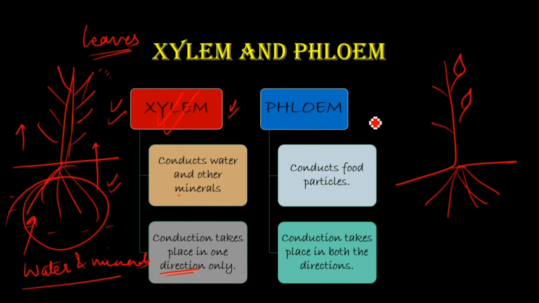Now, if we talk about the phloem, you know, in the leaves food is prepared, right? And that food has to go in all directions, that is, in the upward direction as well as in the downward direction. Why? Because roots also require energy to grow. So they will also require food, because they cannot prepare food. That is why the leaves transport the food particles through phloem to all the parts of the plant. So you can also say that phloem works in both directions.